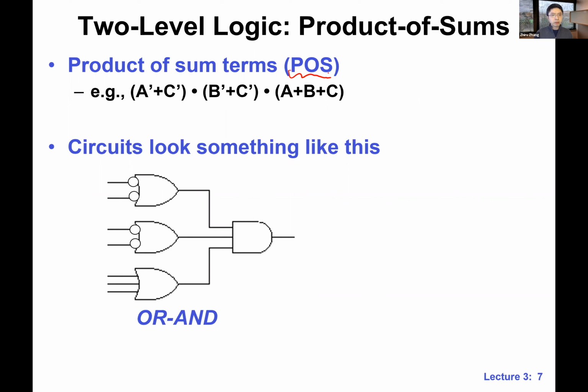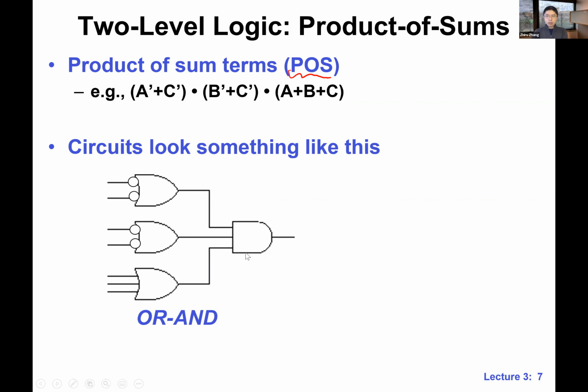Very similar to the SOP, or sum of product, over here we can also represent it in a two-level circuit form. But in this case, the first level is the OR gate, and the second level is the AND gate.